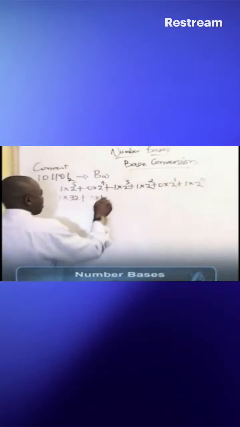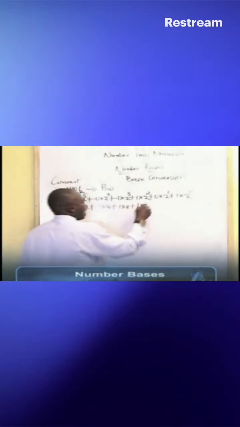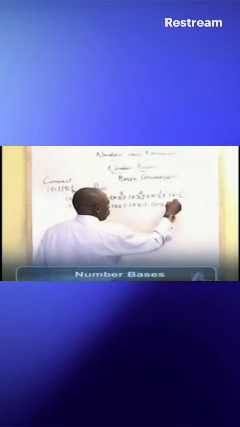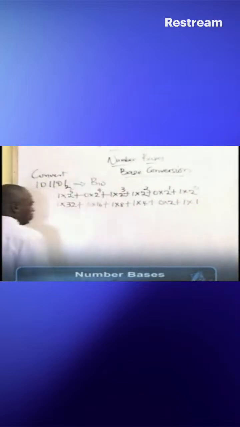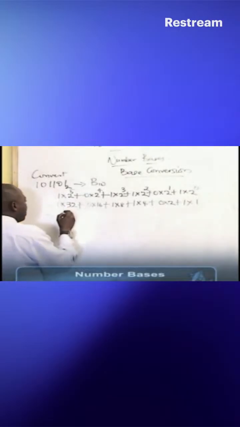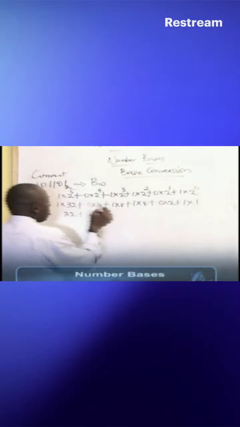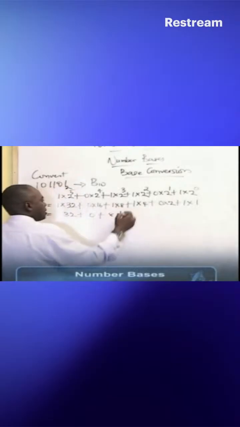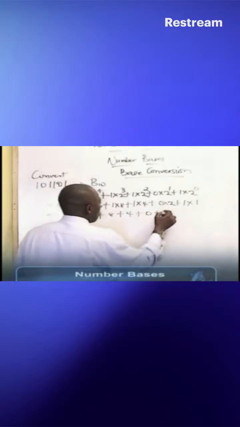0 times 16 plus 1 times 8 plus 1 times 4 plus 0 times 2 plus 1 times any number raised to power 0 is 1. So you come back here again, you have 1 times 32 is 32. 0 times 16 is 0. Any number multiplied by 0 gives you 0. 1 times 8 is 8. 1 times 4 is 4. 0 times 2 again is 0. 1 times 1 is 1.